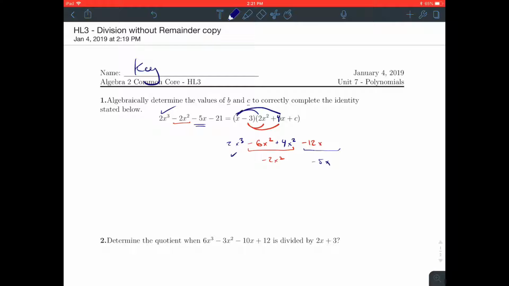So when we do the next distribution, x times c, that's going to have to give us 7x. So this will be a 7 here. So x times 7 is 7x, giving us the negative 5x. And then we do the last distribution here, negative 3 times 7, which is negative 21, which exactly matches, so everything lines up. So in order to make this work, it looks like B was 4 and C is 7.